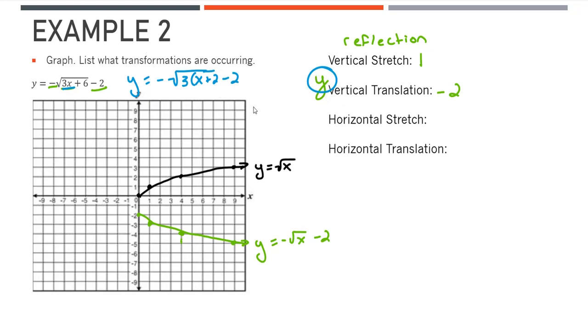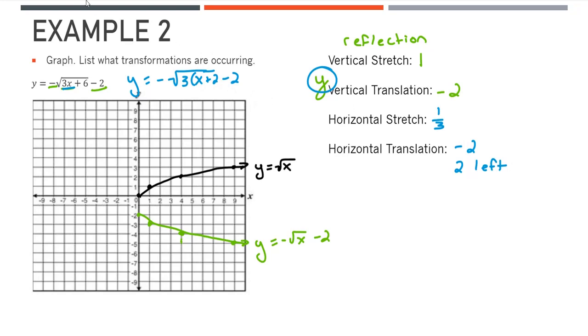So that means my horizontal stretch, well, it'd be tempting to put that it's 3. It's actually 1/3. It's the reciprocal. And then I have a shift of -2, and that's actually 2 left. So again, remembering that is opposite.